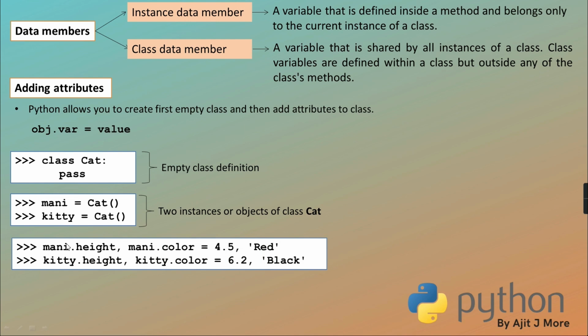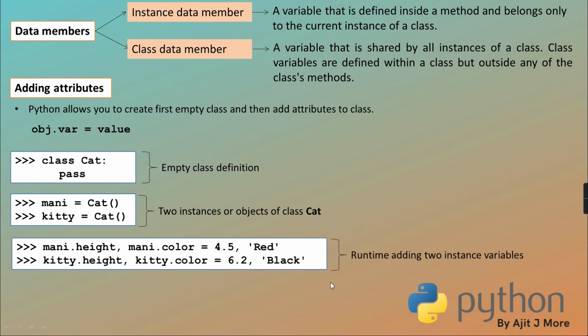Then you are adding properties in the Money object, and you are adding properties in the Kitty object. So I'm adding, at runtime, a height and color property to Money, and a height and color property to Kitty, and I've initialized them. Right? 4.5 will go in Money's height, red in Money's color, 6.2 in Kitty's height, and Kitty's color. So it is adding two properties at runtime to those objects. So they both will have their own height and color.